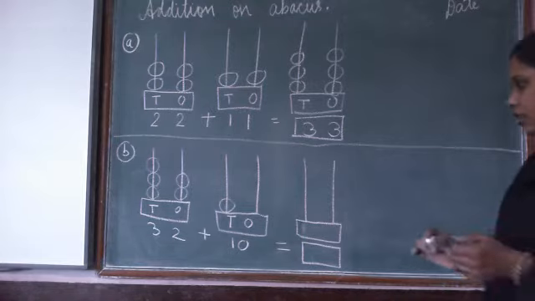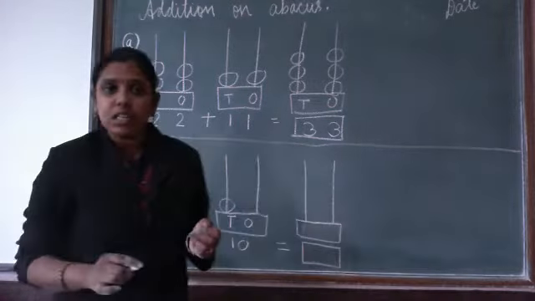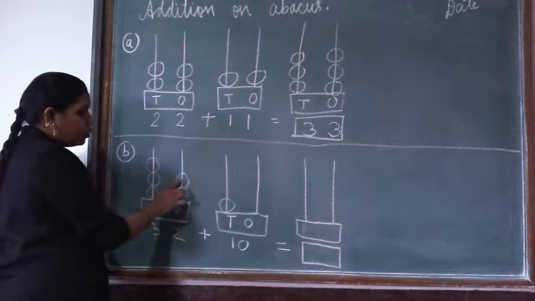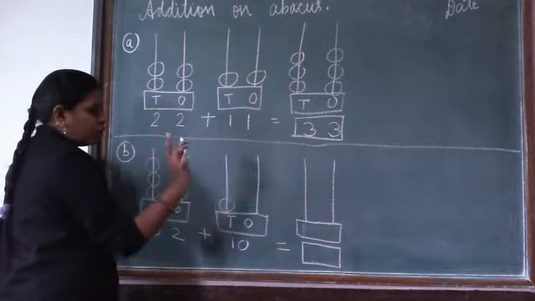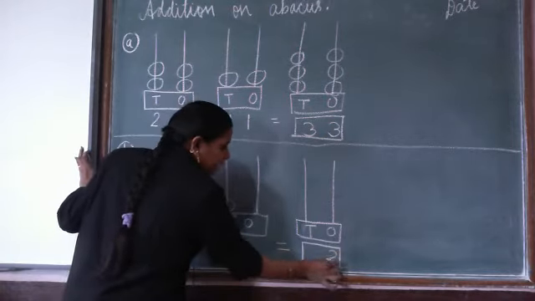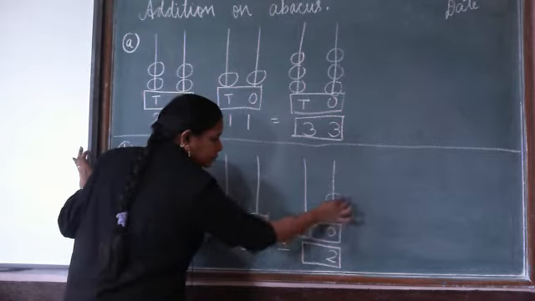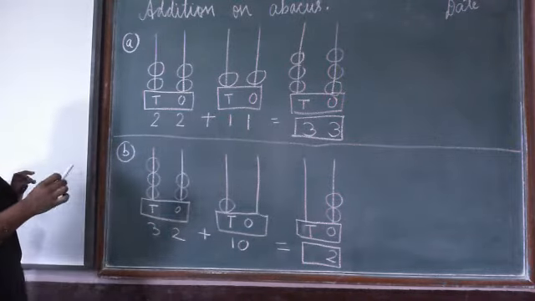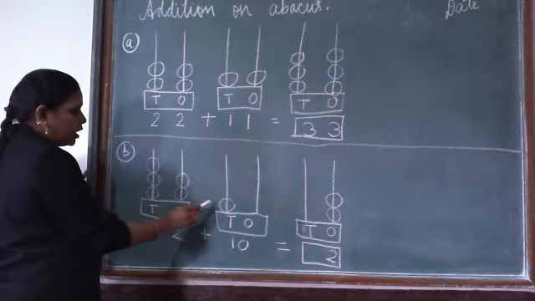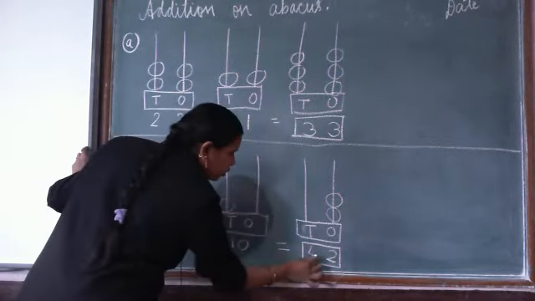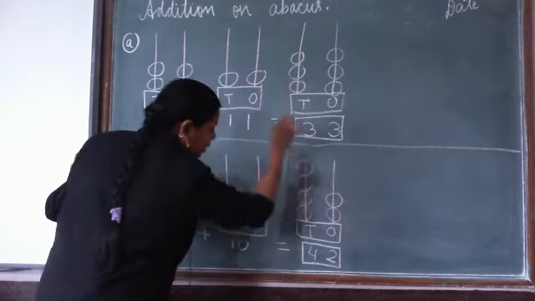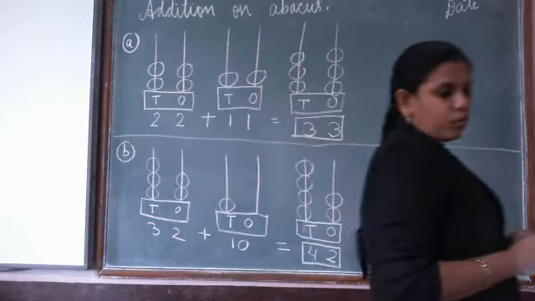Now first add the number of beads at the ones place. So how many beads here? 1, 2, and 0. That means only 2. So write 2 here and draw 2 beads here. Now count the number of beads at the tens place. 1, 2, 3 and 4. So write 4 here and draw 4 beads here. Okay, write it fast, note it down.